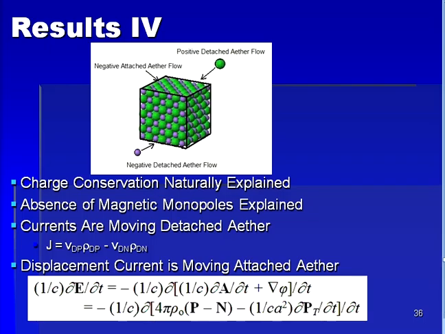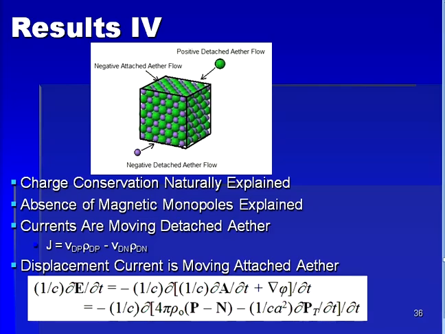In fact, there is little room for a magnetic monopole in the model proposed here. Positive electric charge is identified as detached positive ether, and negative charge as detached negative ether. There is no similar substance to form magnetic monopoles in this model.